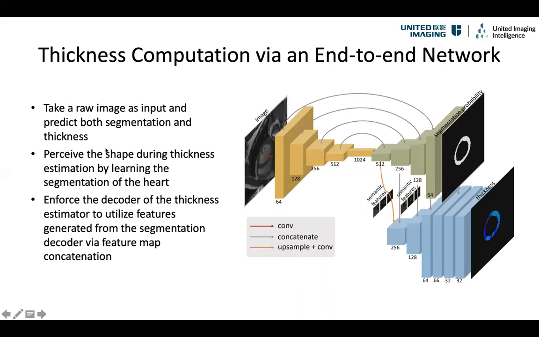And we also propose an end-to-end network that takes a raw image as input and predicts both the segmentation and the thickness. It perceives the shape during thickness estimation by learning the segmentation of the heart. It enforces the decoder of the thickness estimator to utilize the features generated from the segmentation decoder via feature map concatenation.